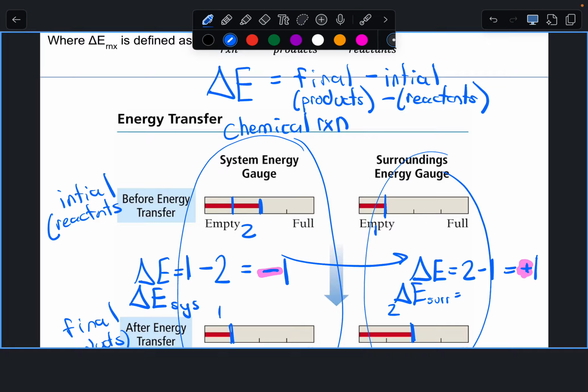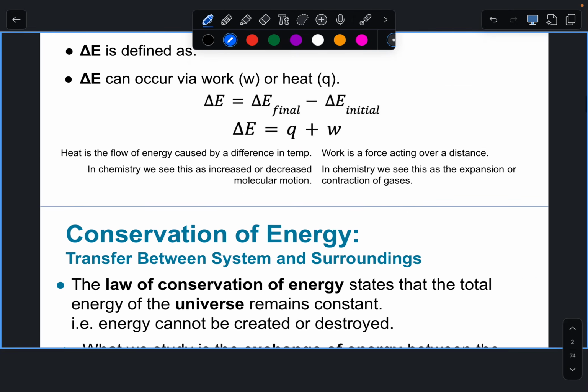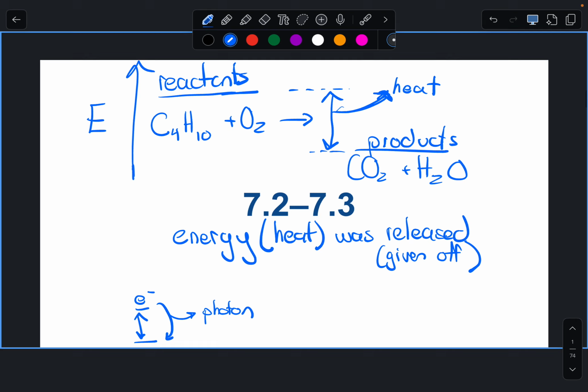So at this point, you might be like, well, okay, but that was obvious from the picture. You're not going to have a picture every time, right? You're not going to have an energy diagram every time. So you have to be able to be given a number.